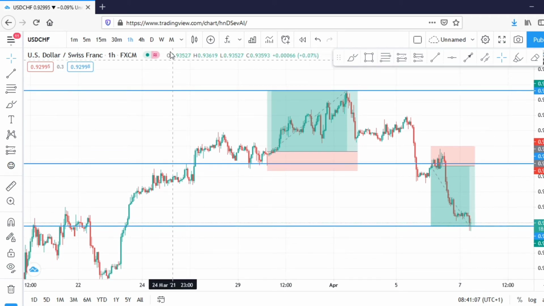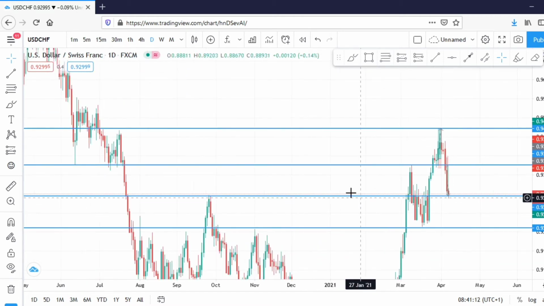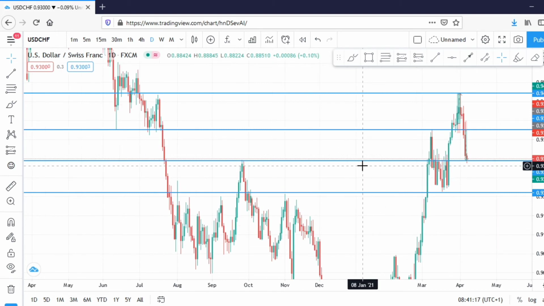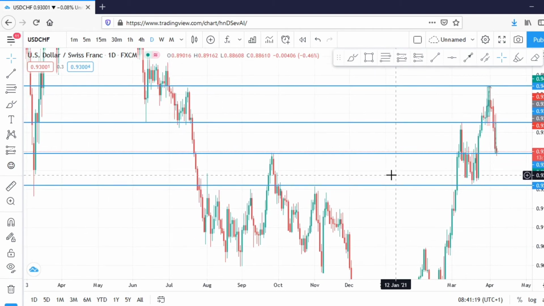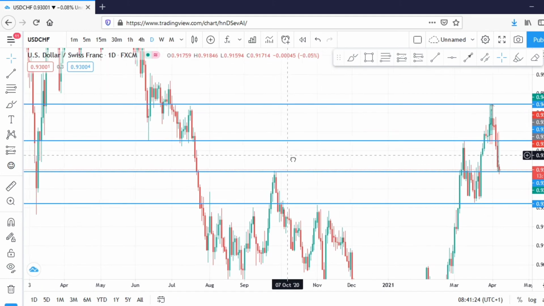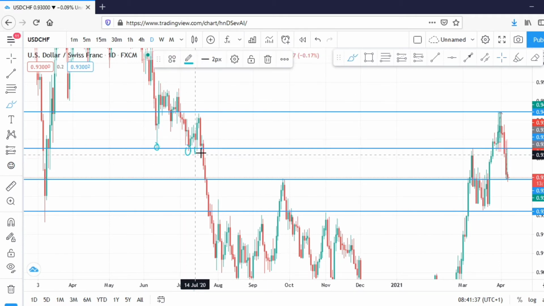So let me move to a higher time frame. Let's say daily time frame, so you can see it clearly. So I was able to mark my support and resistance level from all this. So here you can see here is a significant level. Price tested it here multiple times before breaking. So tested here multiple times, and this is on the daily time frame before breaking it.